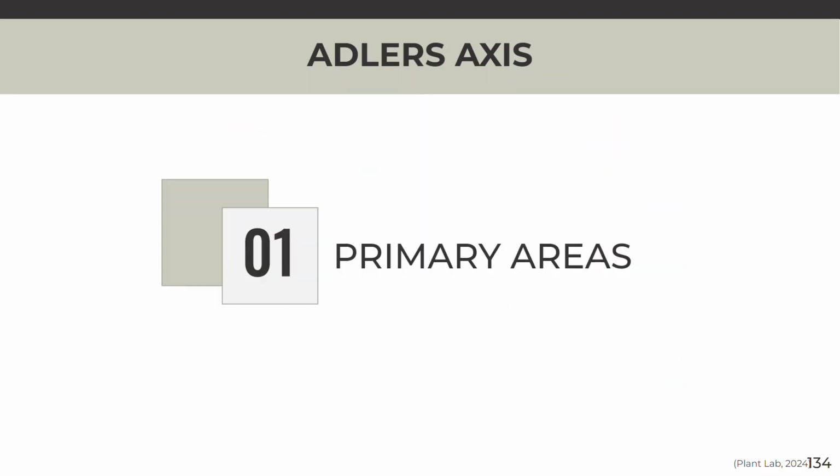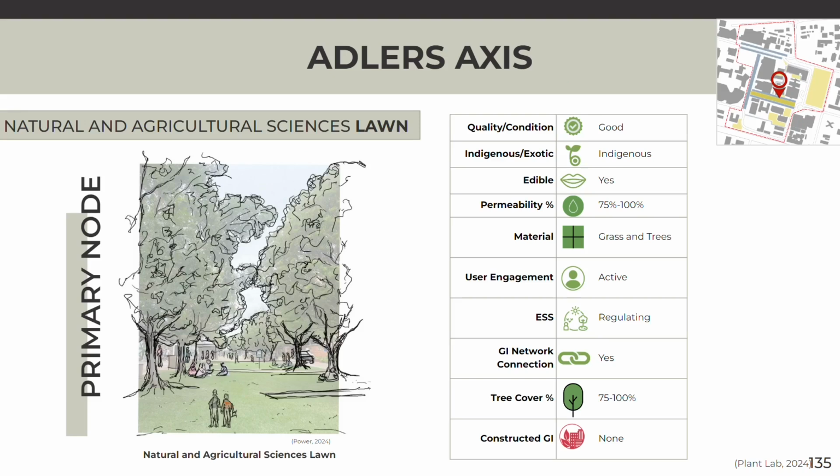Now moving on to our primary nodes, linear and constructed green infrastructure that we identified. This is the Natural and Agricultural Sciences lawn, which is our primary node. It consists of the following qualities: good quality hard and softscapes, indigenous vegetation, 75 to 100% permeability. It is an active space which includes some of the ecosystem services including cultural, regulating, supporting and provisioning. It is part of a green corridor and has a 75 to 100% vegetation cover.